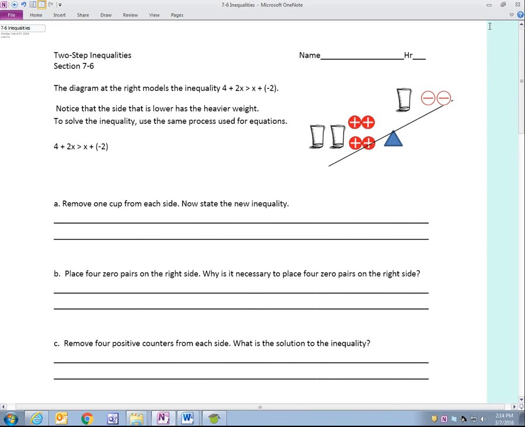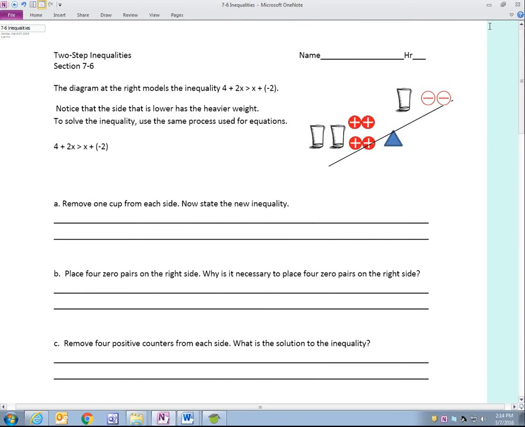So this version 7.3, you don't need your book. It says the diagram to the right models the inequality 4 plus 2x is greater than x plus negative 2. It says x plus negative 2 because it's the same thing as having x minus 2. That's the same thing as doing x plus negative 2, because if you're adding two negatives, you're actually just taking away two numbers.